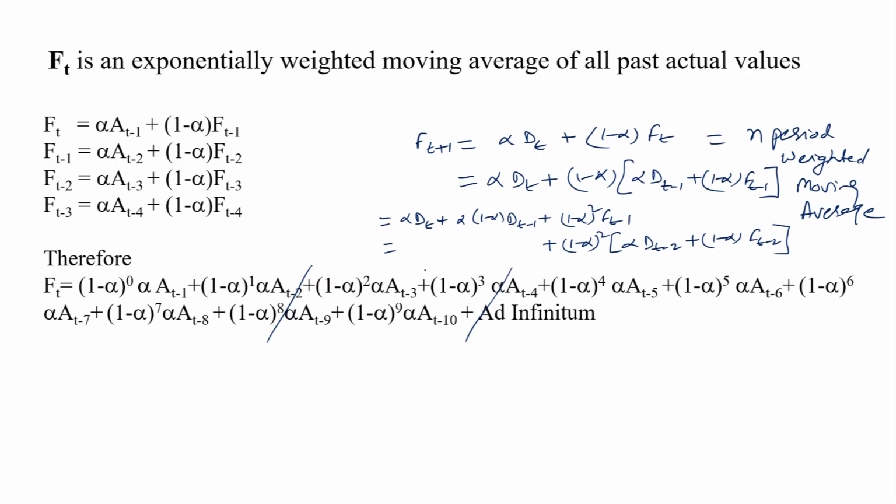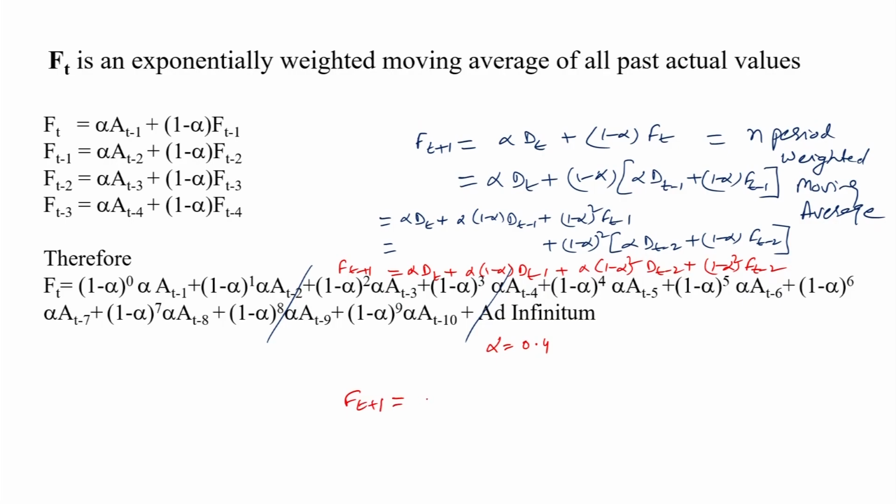By doing that, let me change the color so that you get a better idea. My forecast for the period t plus 1 is equal to alpha d t plus alpha into 1 minus alpha d t minus 1 plus alpha into 1 minus alpha whole square d t minus 2 plus 1 minus alpha square into F t minus 2. If I further expand, you will find d t minus 1, d t minus 2, d t minus 3 continue. Now, if you take alpha equal to, let us say, 0.4, what am I going to get?